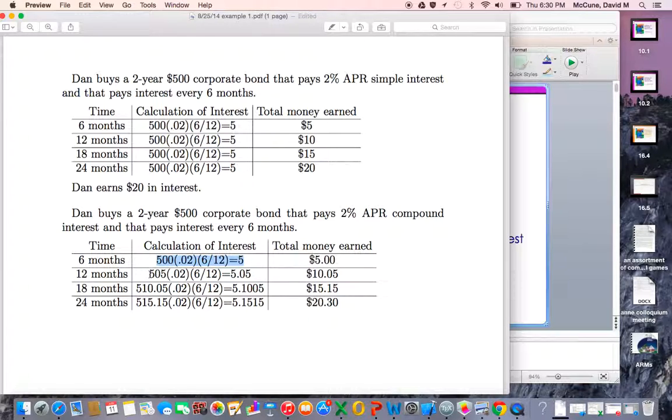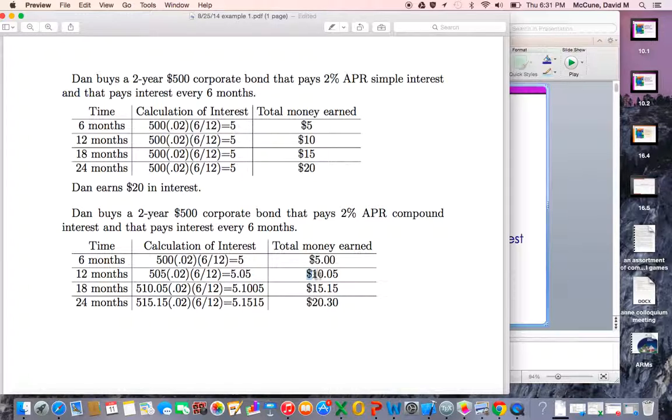Now, though, notice at 12 months, we remember that we've earned that $5. So up here we didn't. We just used 500 again. But now the principal amount has gone up to 505. So now when we calculate interest, we do 505 times 2% times 6 months, which is now $5.05. So we've earned an extra 5 cents now. And now the total amount of money we've earned over the 12 months is $10.05.